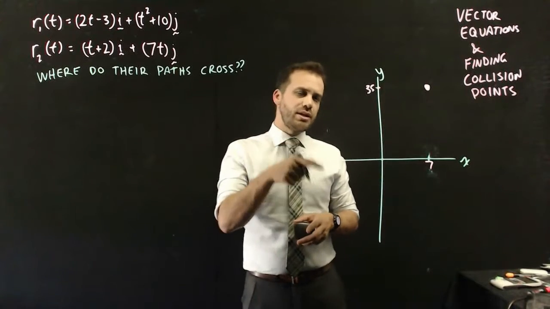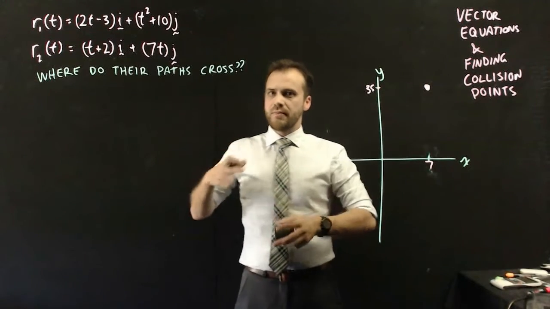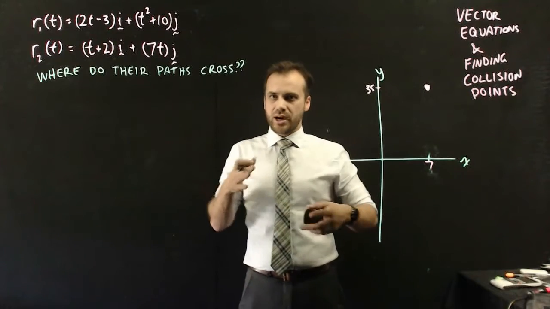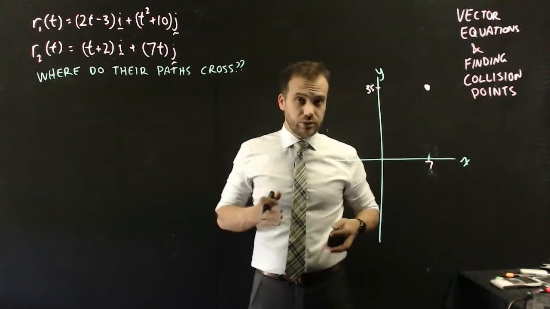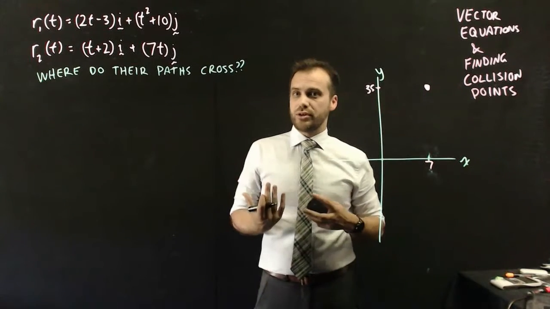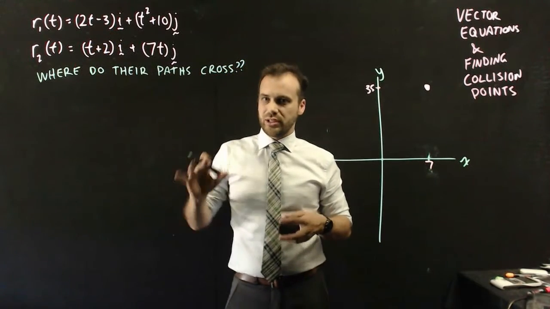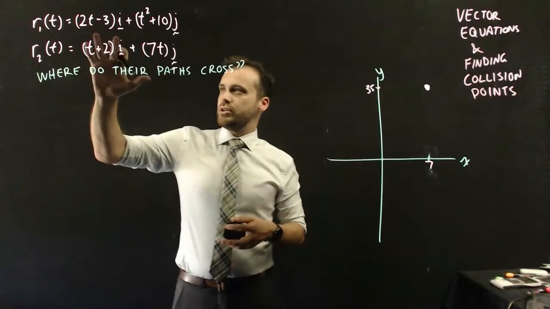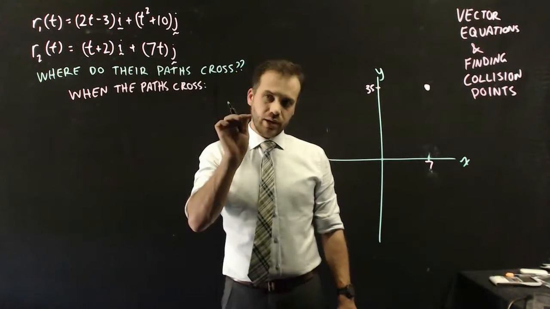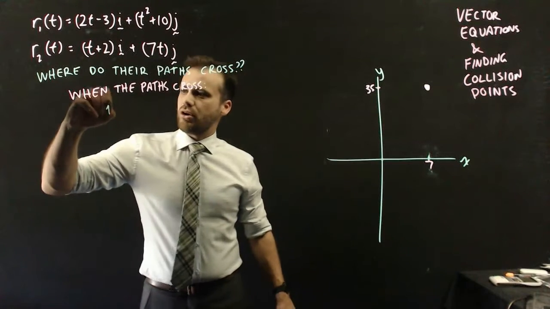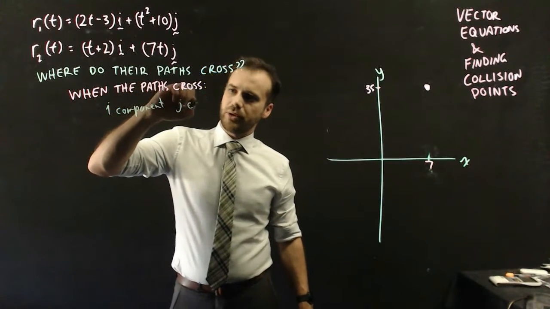But there might be another spot somewhere where these weaving cars cross through each other's paths, but one gets there first and then one comes there afterwards. So how could we find those? Well, we need to treat these times differently because we don't care when they get there as long as they get there. So when the paths cross, the I components are equal to each other.